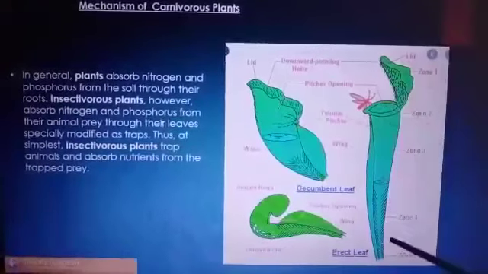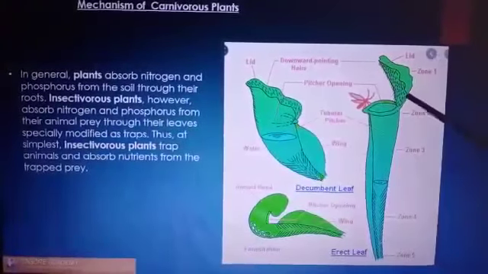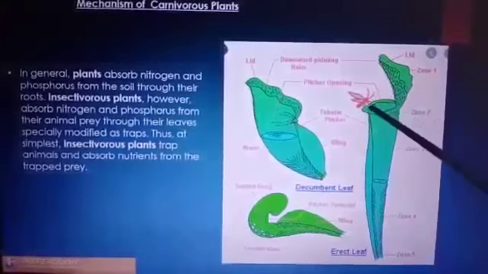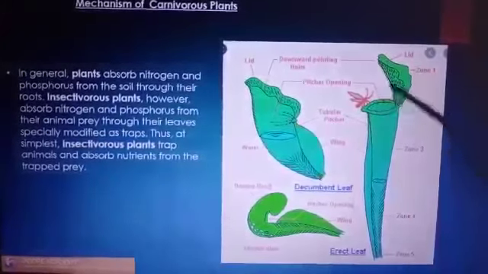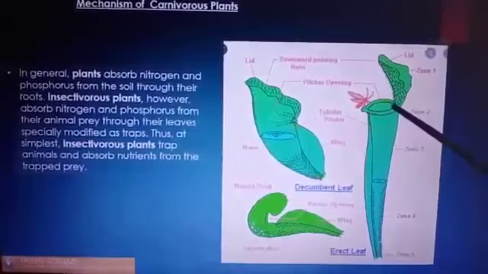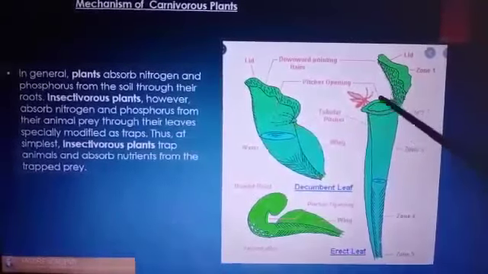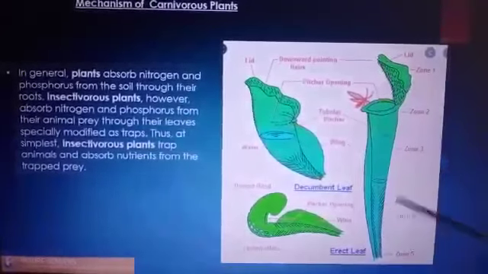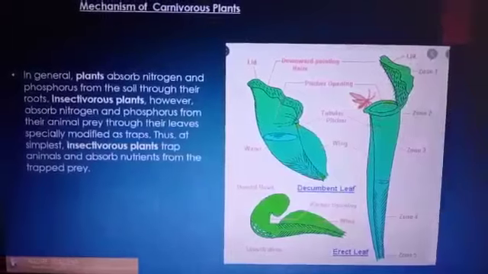In this picture, you can see this is the upper part of the leaf and this is the pitcher-like structure. When the insect comes here, the upper and the lower part of these lobes have adhesive liquid, and the insect slips down into the pitcher and the insect is trapped.